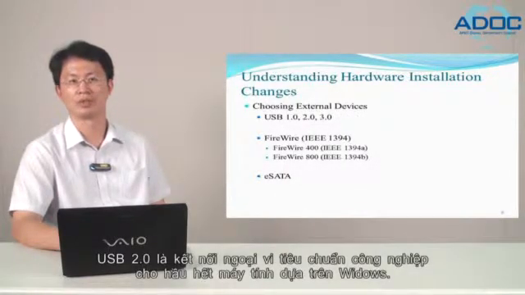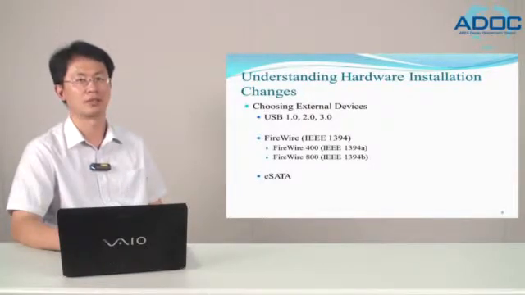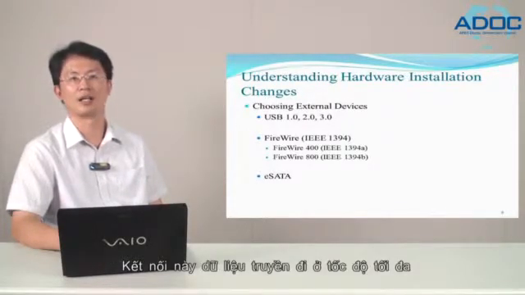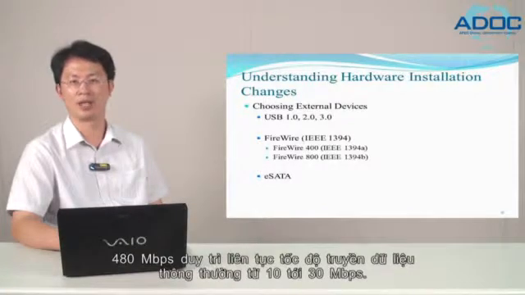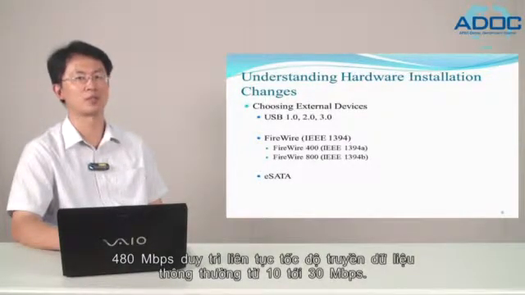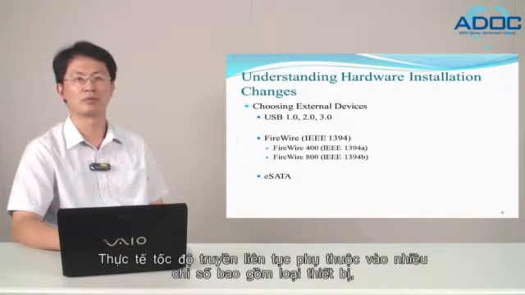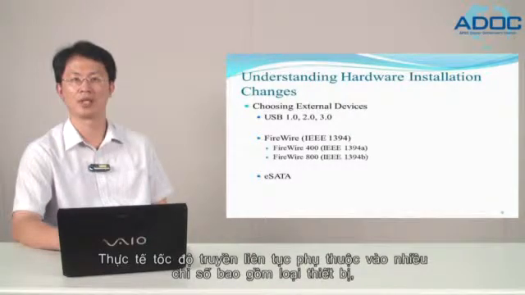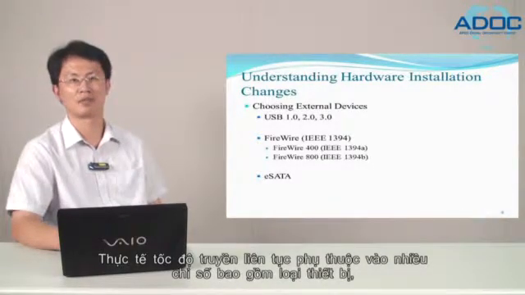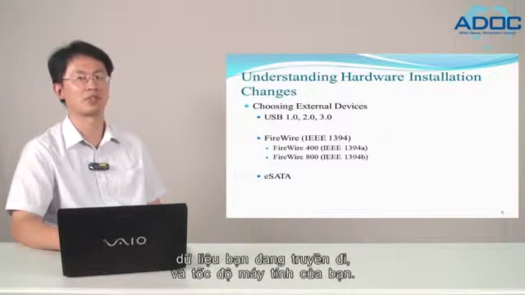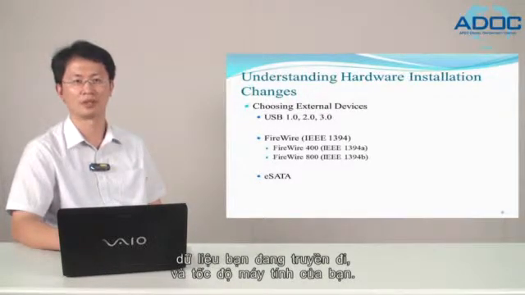USB 2.0 is the industry standard peripheral connection for most Windows-based computers. This connection transfers data at a maximum rate of 480 megabits per second, with a sustained data transfer rate usually from 10 to 30 megabits per second. The actual sustainable transfer rate depends on many factors, including the type of device, the data you are transferring, and the speed of your computer.